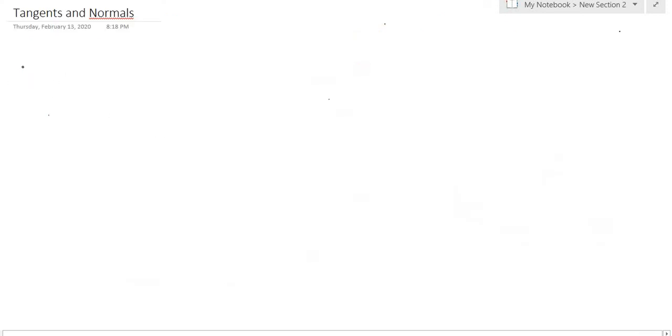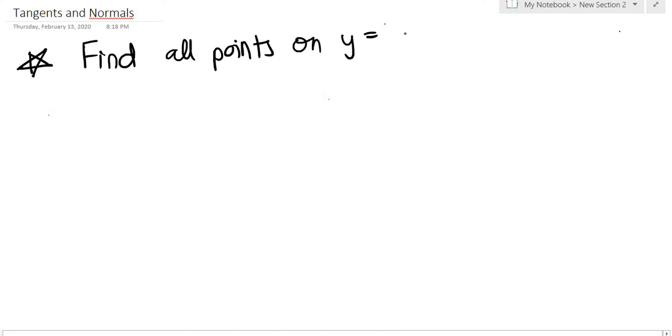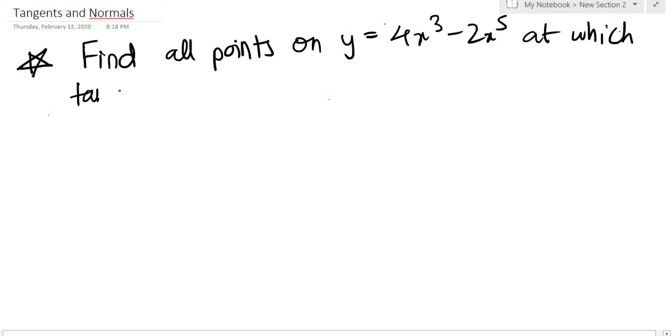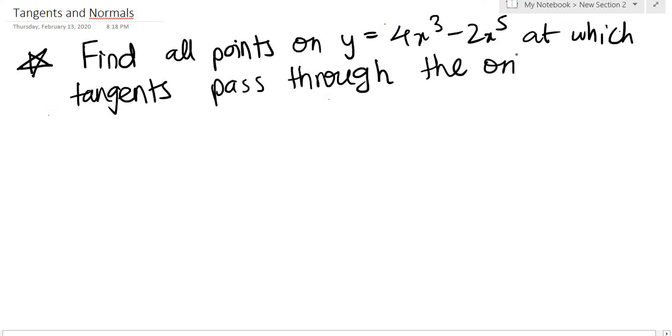But the last question is challenging, and I would say is an ultimate question. So we are told to find all the points on the curve y is equal to 4x cubed minus 2 times x to the 5th, at which the tangents pass through the origin, which for some kids is 0 by 0, the point 0, 0.